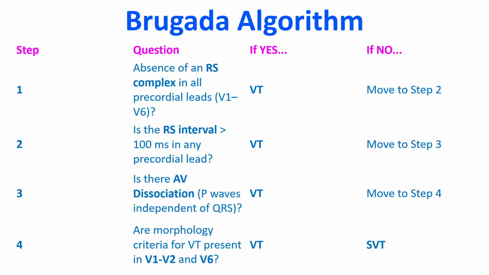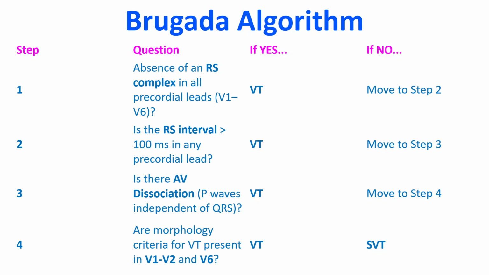Are morphology criteria for VT present in V1, V2 and V6? If yes, VT. If no, SVT. The RS interval is measured from the start of the R wave to the deepest part of the S wave.